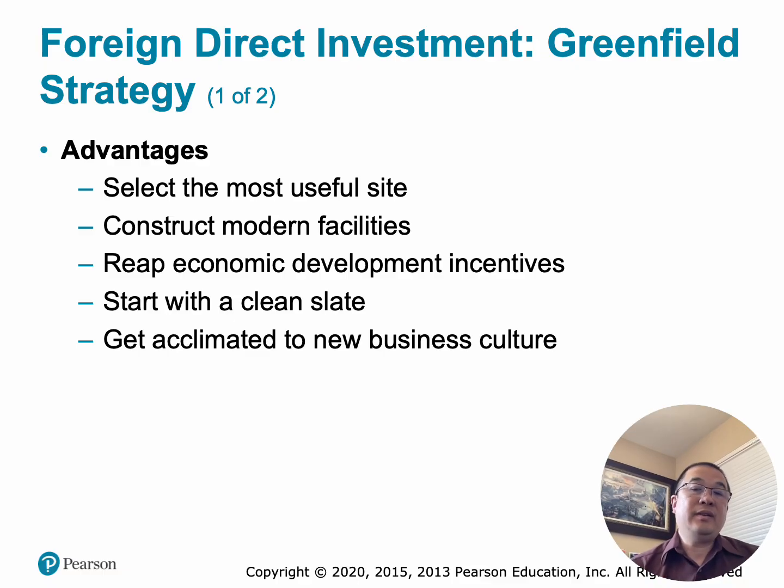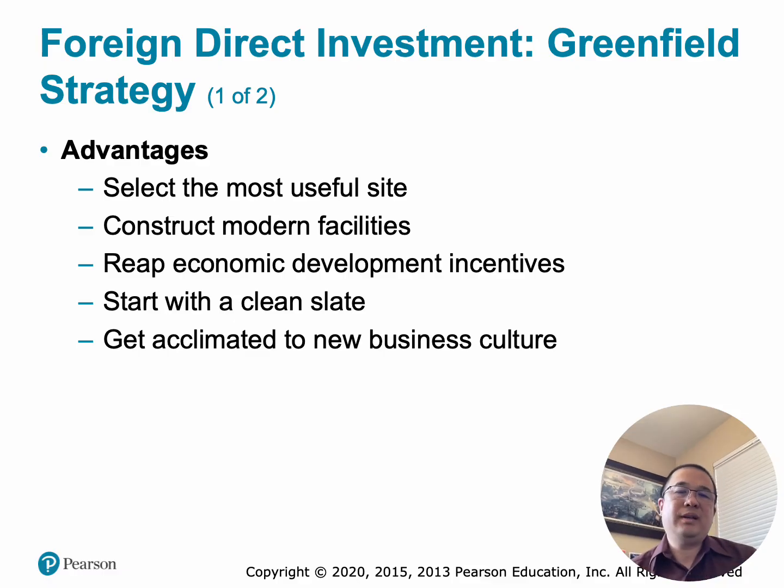The advantages of a greenfield strategy would be number one, selecting the most useful site. The company can choose the best possible location. So the factors considered would be access to customers, transportation infrastructure, labor availability, supplier networks, utility costs, and tax incentives. As an example, when Mazda and Toyota built their Alabama plant, they evaluated highway access, rail connections, skilled labor availability, proximity to suppliers. So the advantage would be optimal location for long-term success.